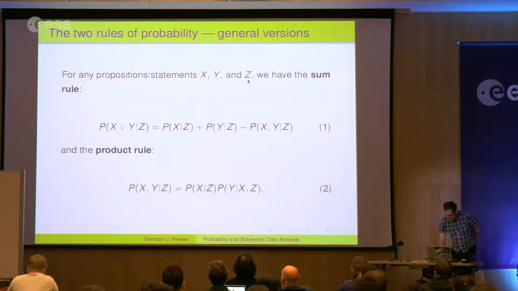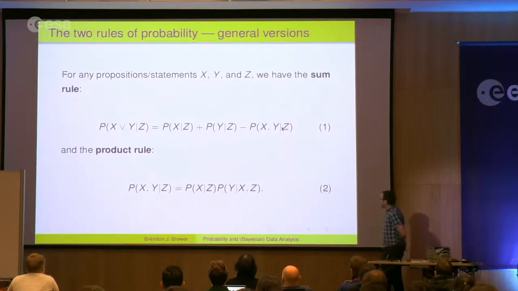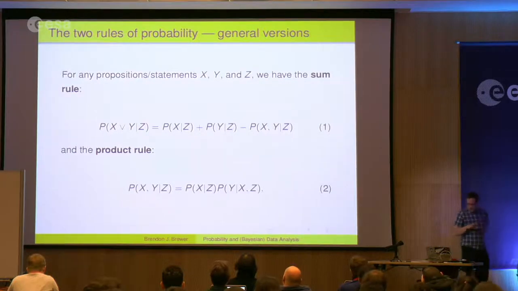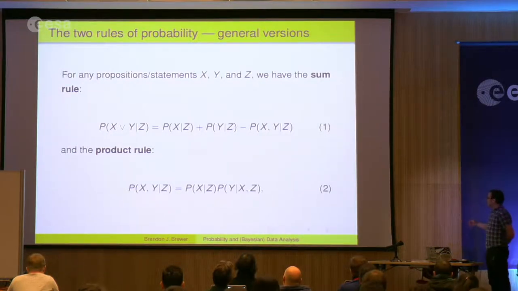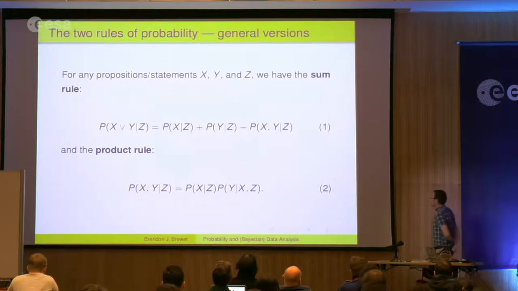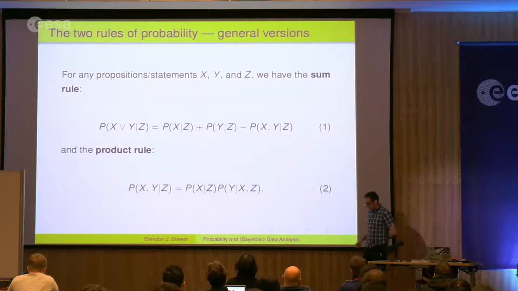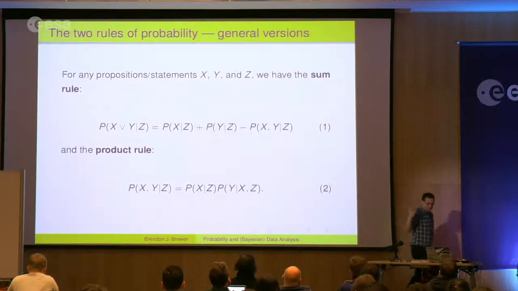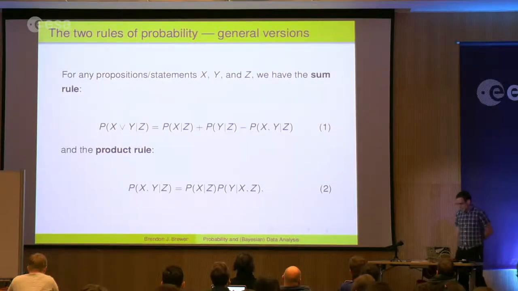Now, one thing to notice about this equation is that it's got given Z in every single term. And what that means is that you can think of Z as being the context or the background assumption, that everything in this equation assumes that Z is true. So another way of writing it would be to write it all down without the given Z in it.